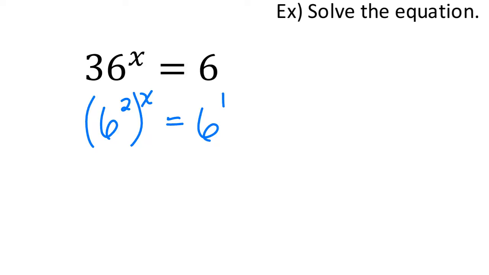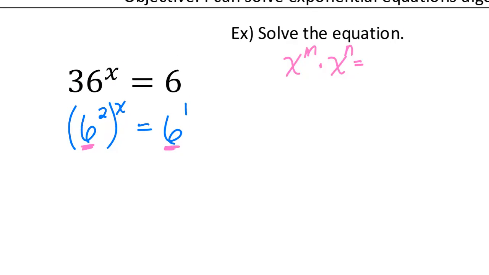So now I have the same base. And remember, this is my exponent rules, a power to a power. What do I do with the 2 and the x? Do I add them, multiply them, subtract them? What do I do if it's a power to a power? Does anybody remember? Power to a power? So, like if I have x to the m times x to the n, what's my exponent rule? Add them, right? M plus n.